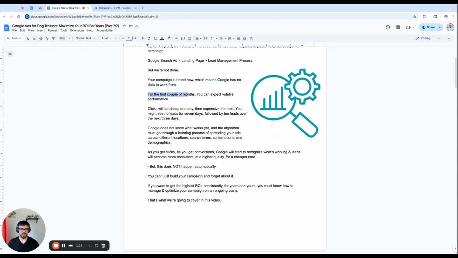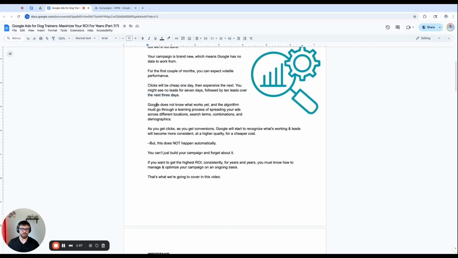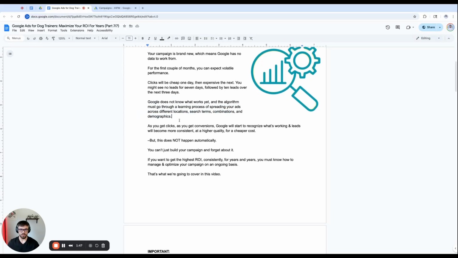For the first couple of months, you can expect volatile performance. Clicks will be cheap one day, then expensive the next. You might see no leads for 7 days, followed by 10 leads over the next 3 days. Google does not know what works yet, and the algorithm must go through a learning process of spreading your ads across different locations, search terms, combinations, and demographics.